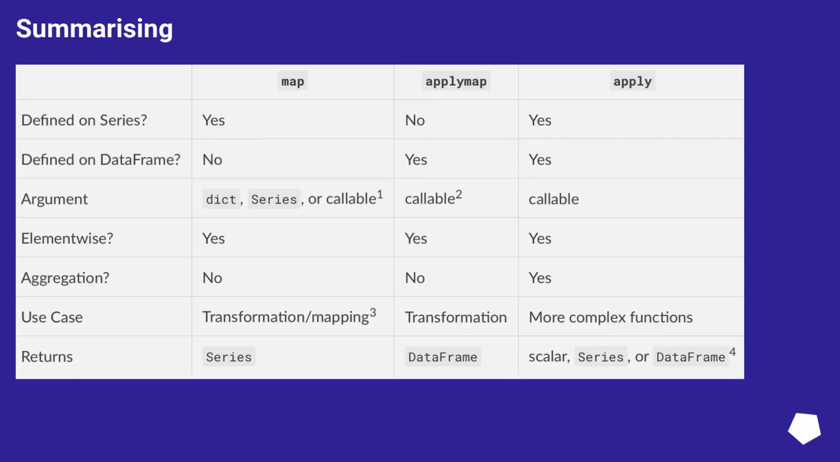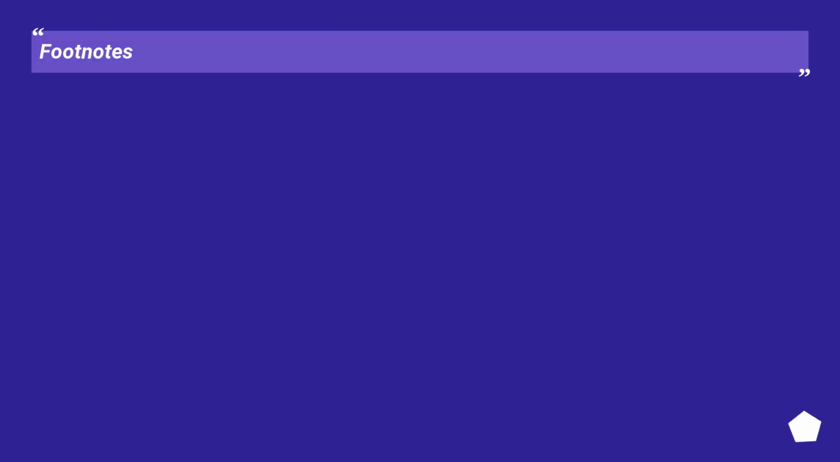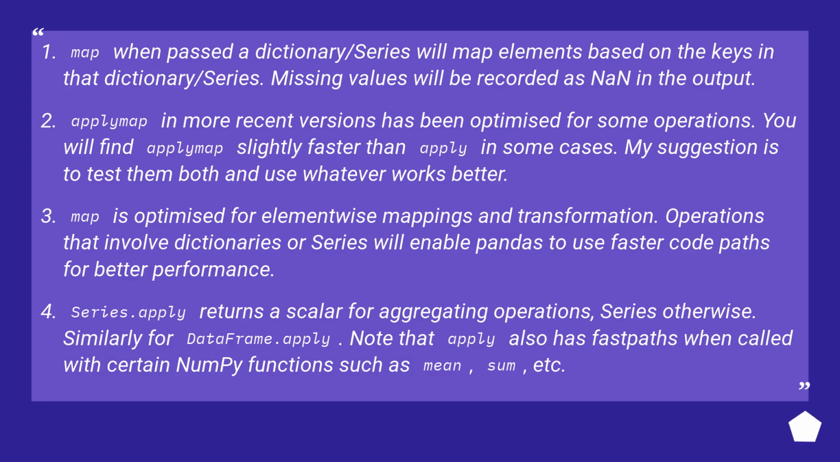Summarizing. Footnotes. Map, when passed a dictionary or series, will map elements based on the keys in that dictionary or series. Missing values will be recorded as NaN in the output.